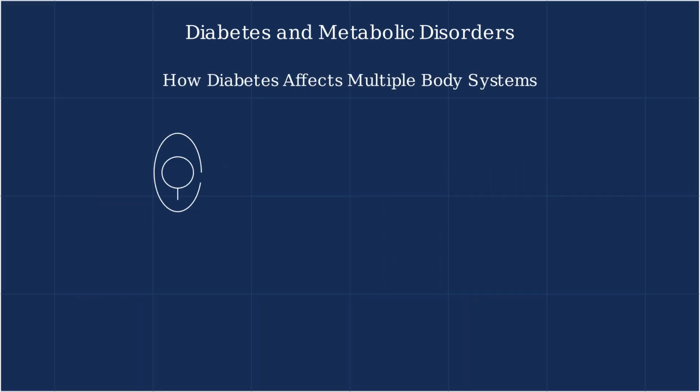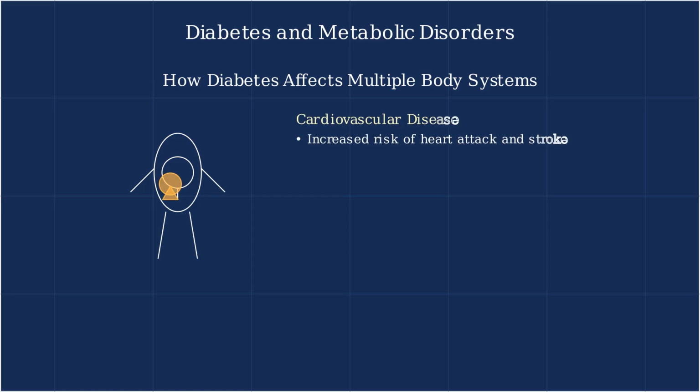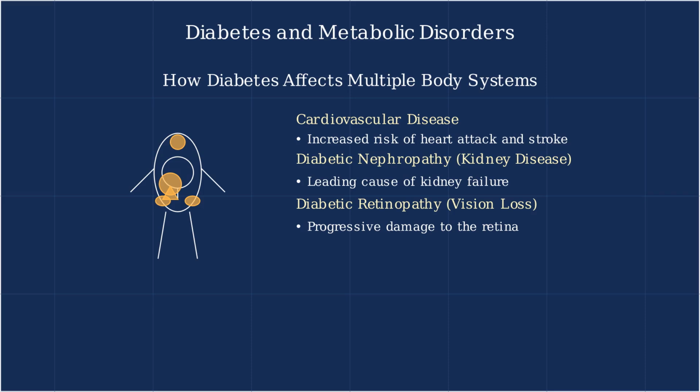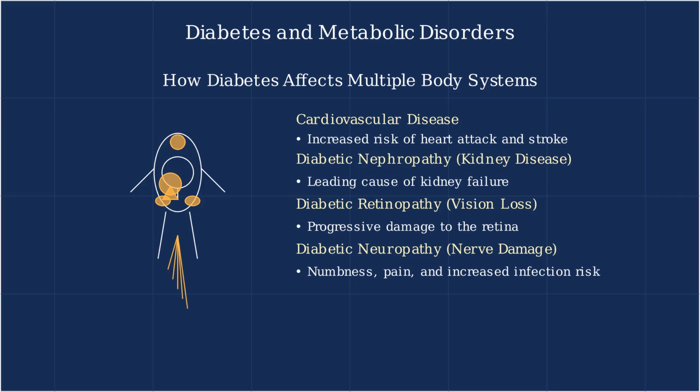Diabetes affects multiple body systems and can lead to serious complications if not properly managed. Cardiovascular complications are common, increasing the risk of heart attack and stroke. Kidney disease or diabetic nephropathy is a serious complication and a leading cause of kidney failure. Diabetic retinopathy can damage blood vessels in the retina, potentially leading to vision loss or blindness. Nerve damage, or diabetic neuropathy, can cause pain, numbness, and increase the risk of infections, especially in the feet.